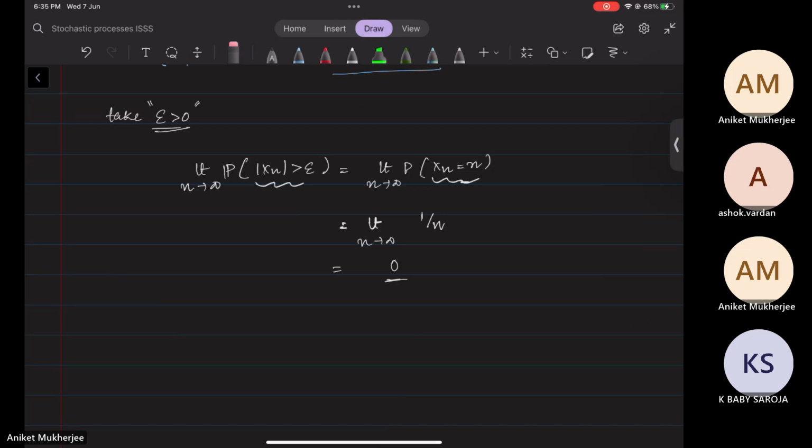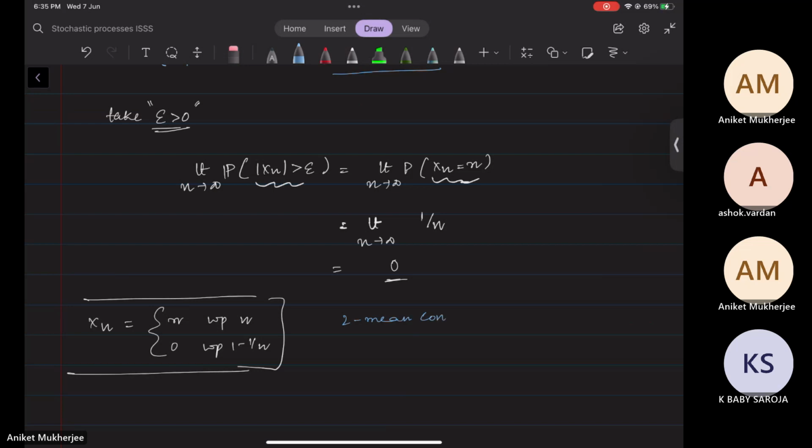Let me write it down so that it will be clear. Xn equals n with probability 1 by n, and 0 with probability 1 minus 1 by n. This is the example that we're trying to show. So we are doing second mean convergence. What I want you to calculate is the limit as n tends to infinity of the expectation of mod Xn square.